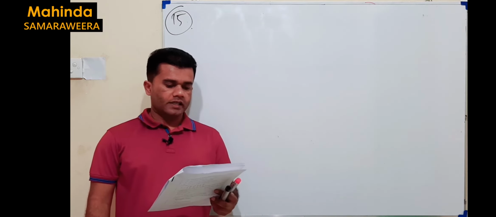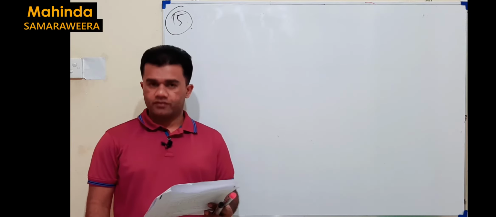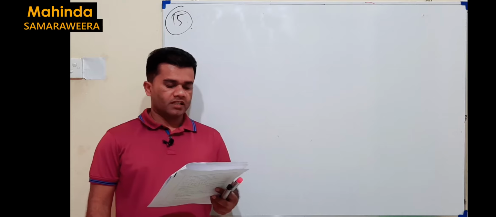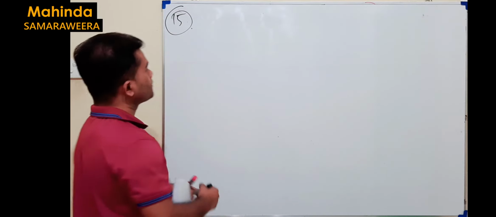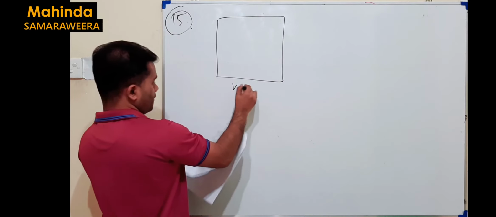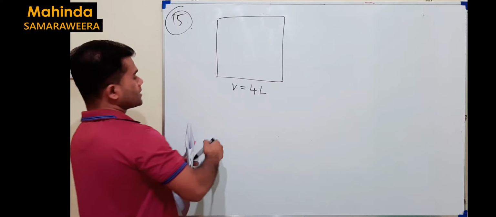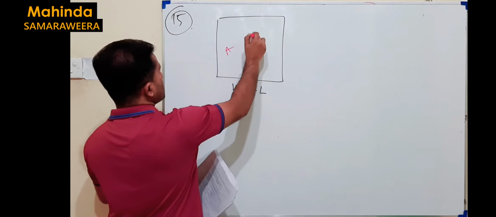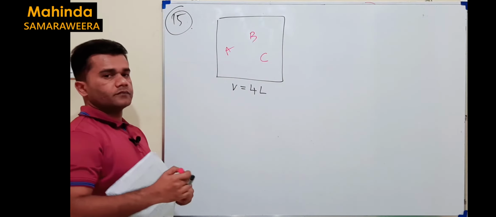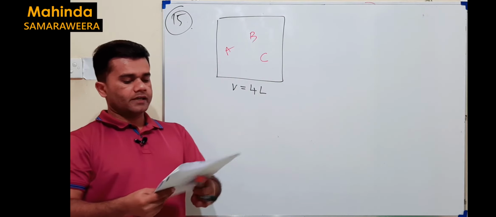The 15th one: 3 gases of densities given. Densities are different here, but the volume is the same. Pick up the correct statement. This is your system. The volume of this sample is given, 4 liter capacity. 3 gases are there, A, B, C. Gas A will tend to lie at the bottom.